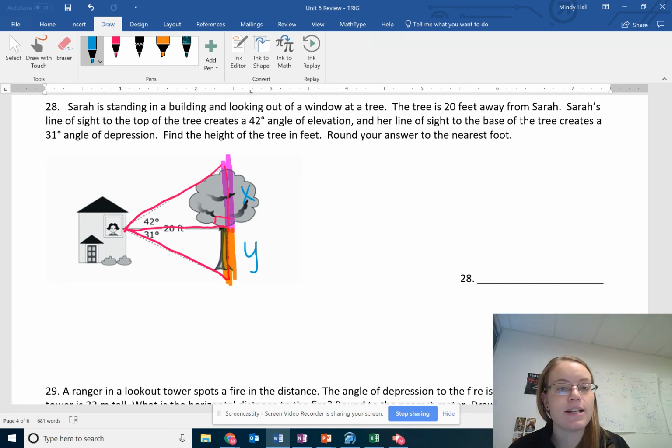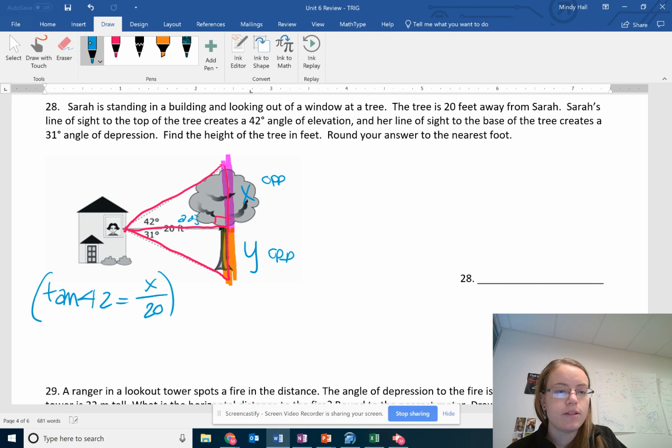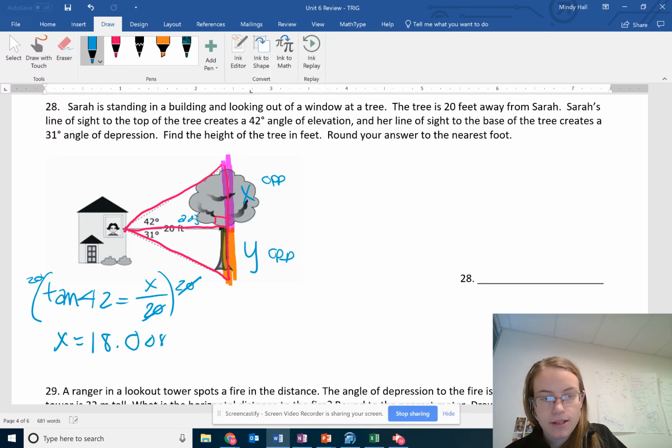So if I want to find X, we're going to start. X is opposite, and actually so is the Y. And then this 20 feet is adjacent for both of them. So then we're going to have tangent, because it's opposite and adjacent, tangent of 42 equals our unknown opposite over our adjacent of 20. So then we're going to multiply by 20. And 20 times tangent of 42 is 18.008. So it's actually just 18 because, again, nearest foot.